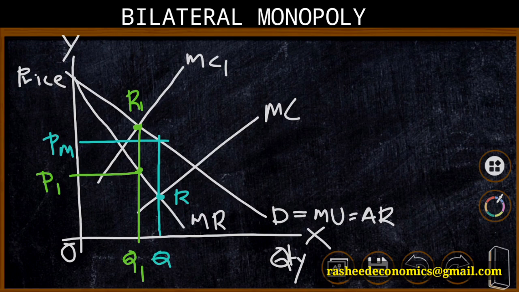Therefore, if the monopolist is fixing price with his power, he will be charging OPM price and selling OQ quantity. If the monopsonist is fixing output and price, he will be demanding only OQ1 quantity at OP1 price. Therefore, in case of the bilateral monopoly, the price will vary in between P1 and PM.